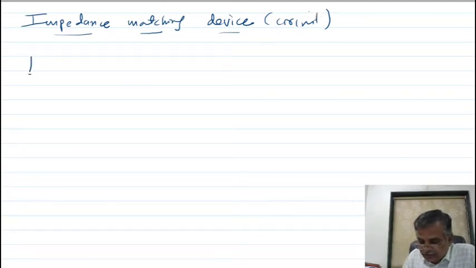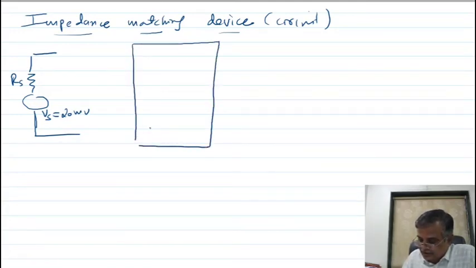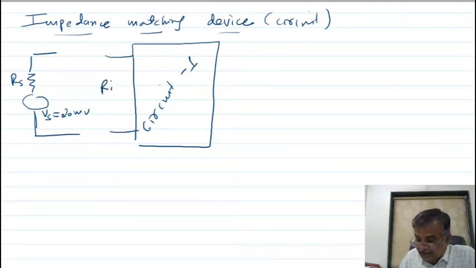What is the benefit? I am discussing with some data. Suppose this is some signal you are giving, nothing but 20 millivolts. You want to give this signal to some circuit. Here, circuit number 1 I am writing. This circuit has some input resistance Ri. Just to explain, this is 500 ohm, and this source resistance Rs is also 500 ohm.